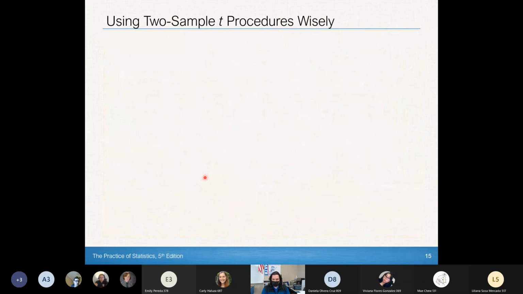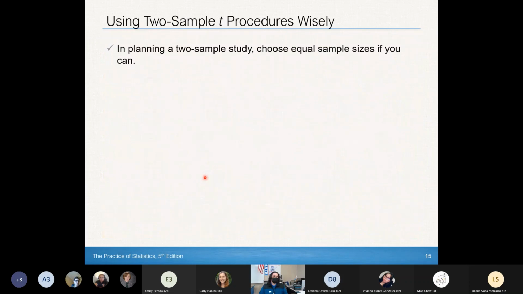And again, we need to do these things wisely. In planning a 2-sample study, meaning if you are planning the study yourself, it works better if you can choose equal sample sizes when you can. It doesn't have to be same sample sizes, but things work a little better if they are.